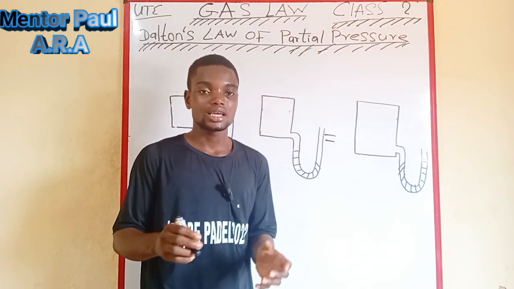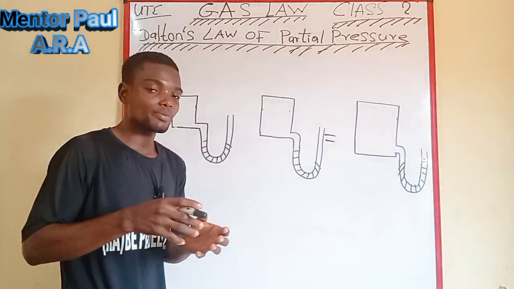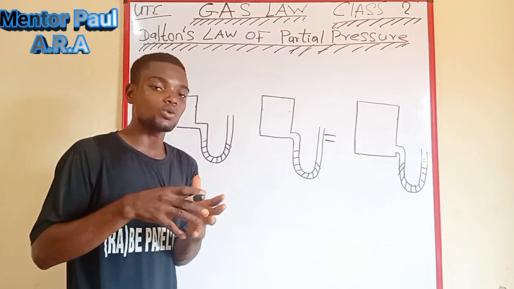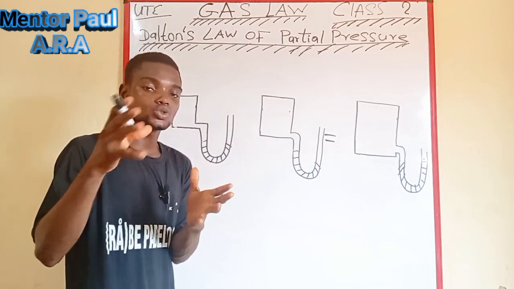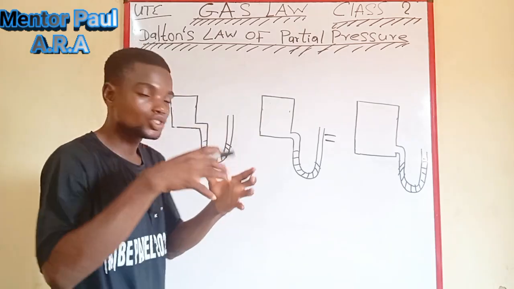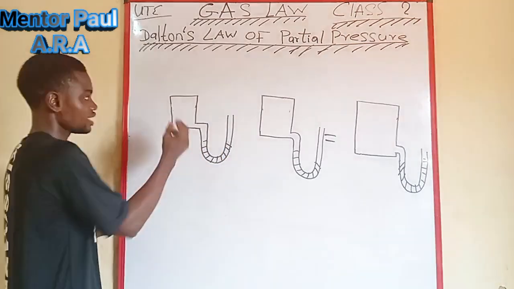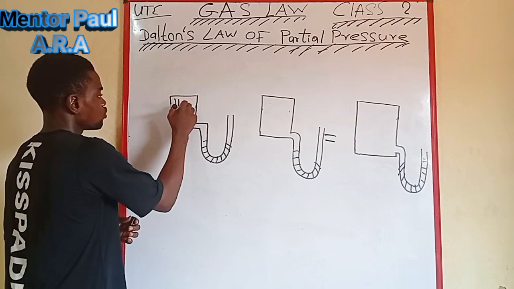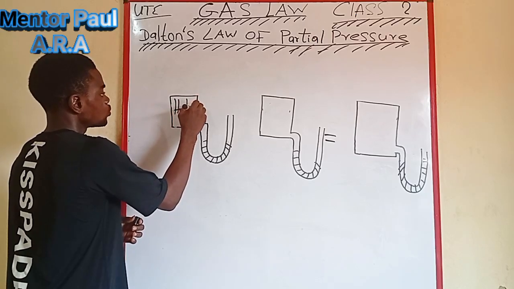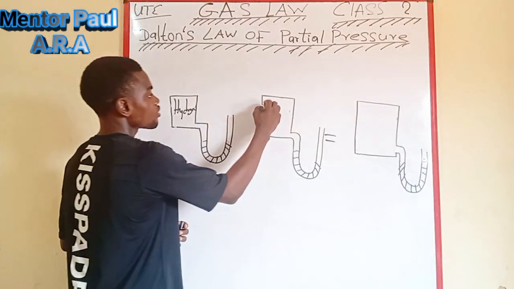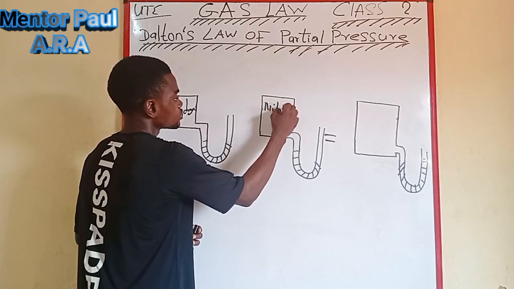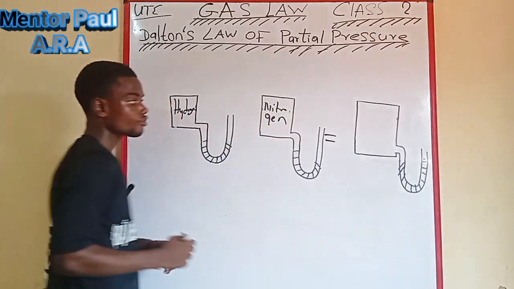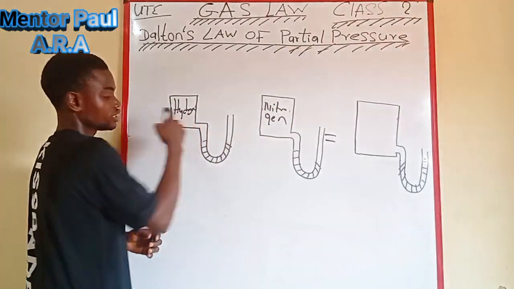Now, what do we mean here? He said that the pressure exerted by what? A mixture of gases. So there must be one or two or more gases that will be mixed together. Now, for this container, let's say that we have hydrogen over here, and here we have nitrogen.